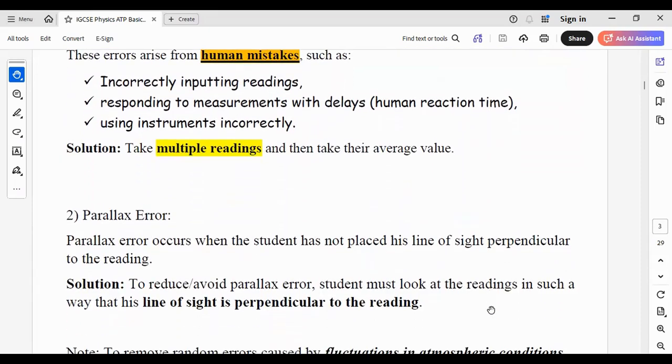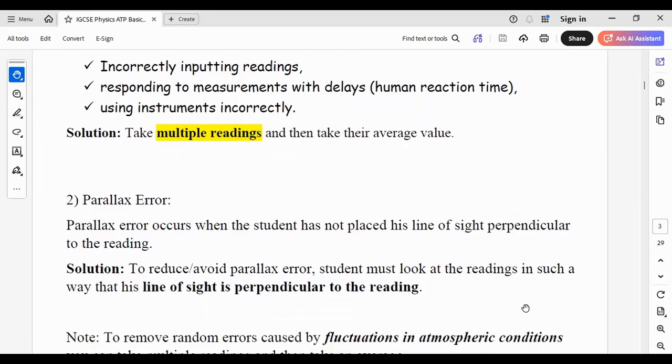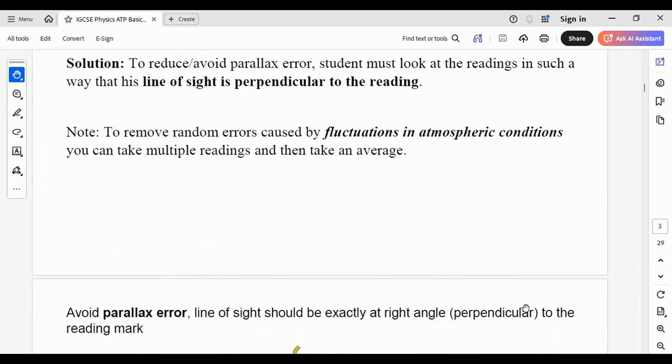Parallax error is one of the most repeated ones. When students do not know any error, they come up with one answer, that it's a parallax error. But we must know when there is a parallax error and how to overcome it. This is when you do not place your line of sight perpendicular to the reading. And to overcome that, you have to look exactly perpendicular to the reading. So how can we overcome that?